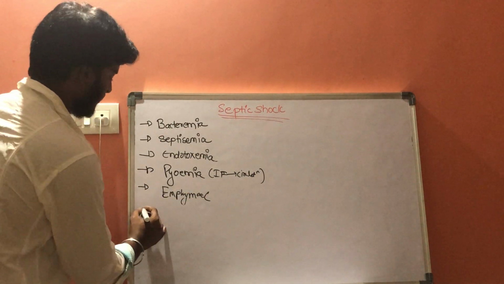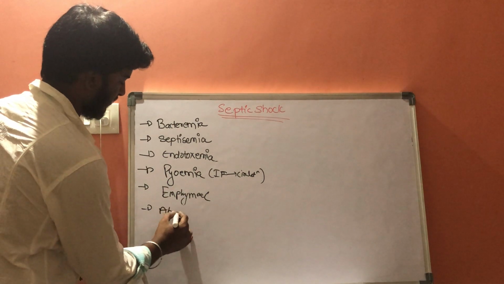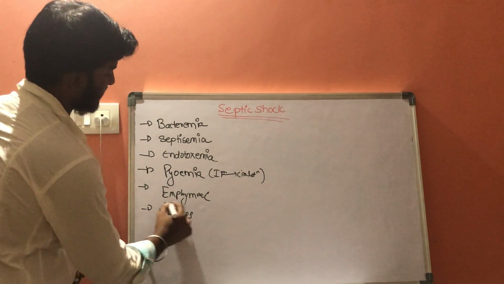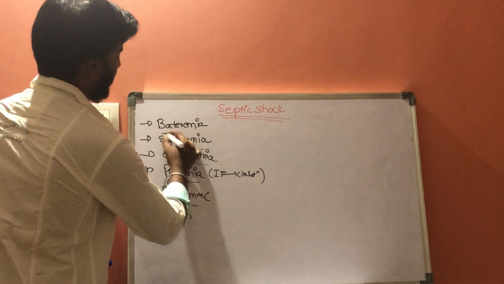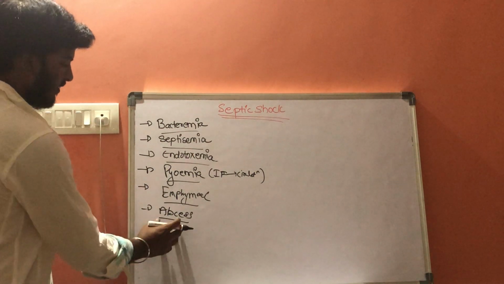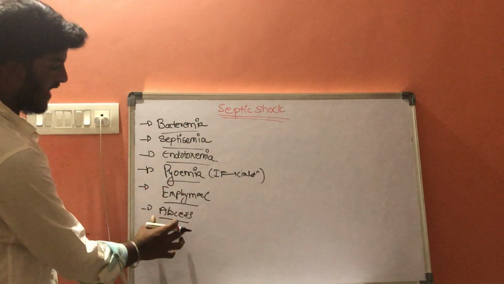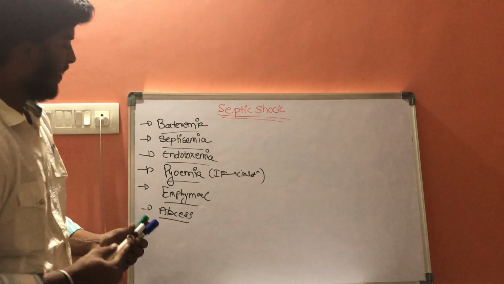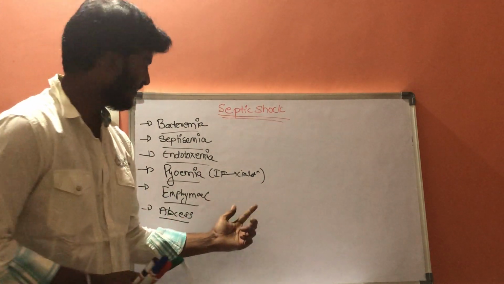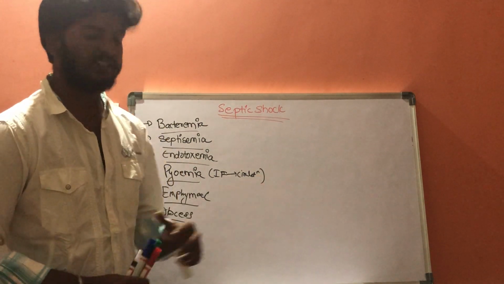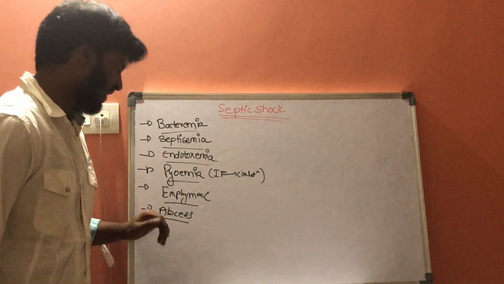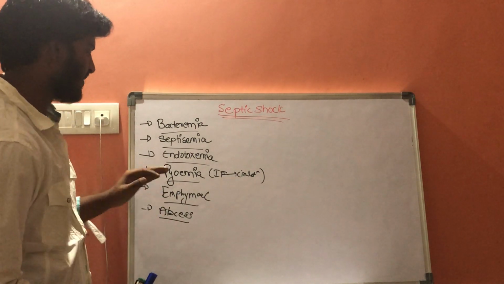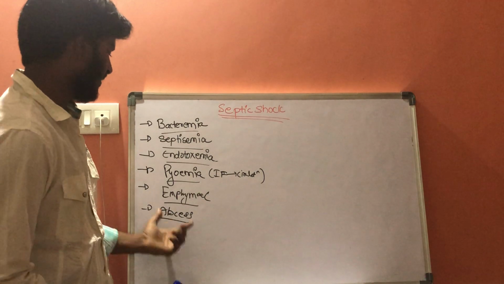The next one is abscess. What is an abscess? Collection of pus. What is the difference between empyema and abscess? In empyema, there is a collection of pus within a body cavity. In an abscess, there is a collection of pus inside the tissue of the body.